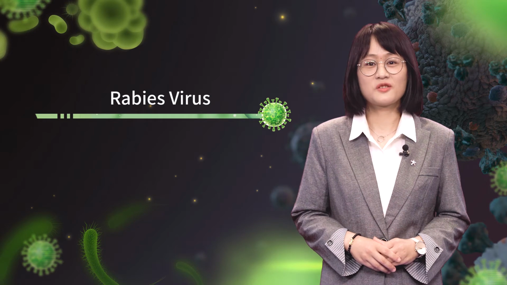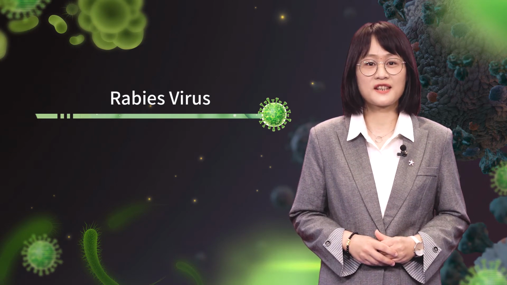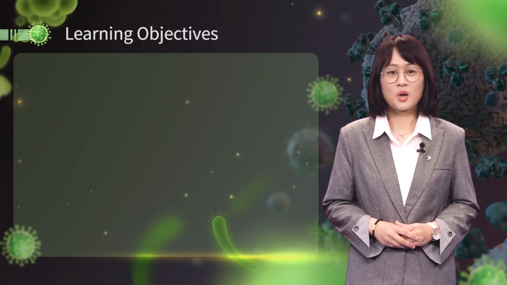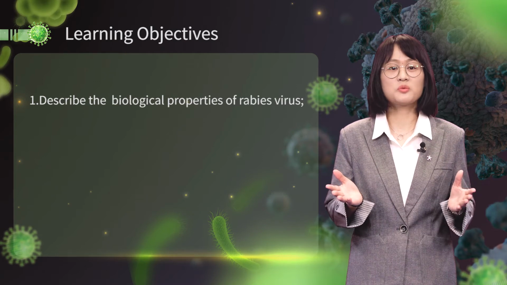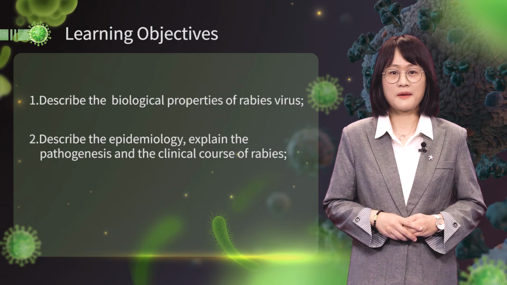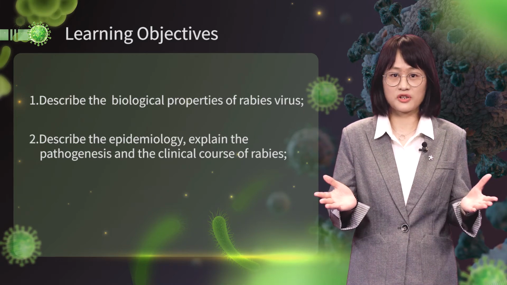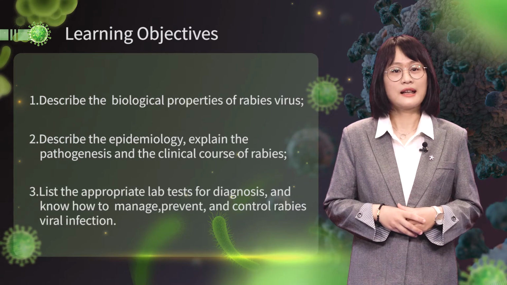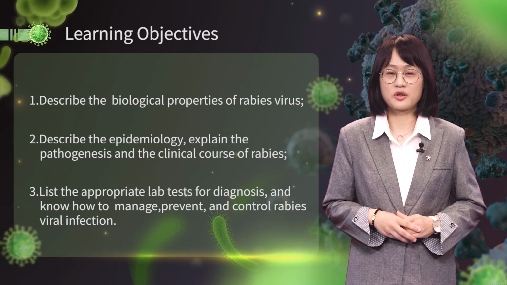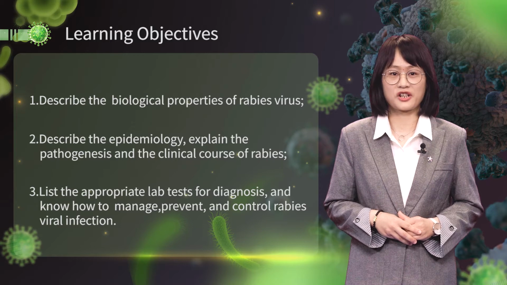In this chapter, we will discuss rabies virus, which causes a classic zoonotic infection. Here are the learning objectives. 1. Describe the biological properties of the rabies virus. 2. Describe the epidemiology, explain the pathogenesis and the clinical course of rabies. 3. List the appropriate lab tests for diagnosis and know how to manage, prevent, and control rabies viral infection.